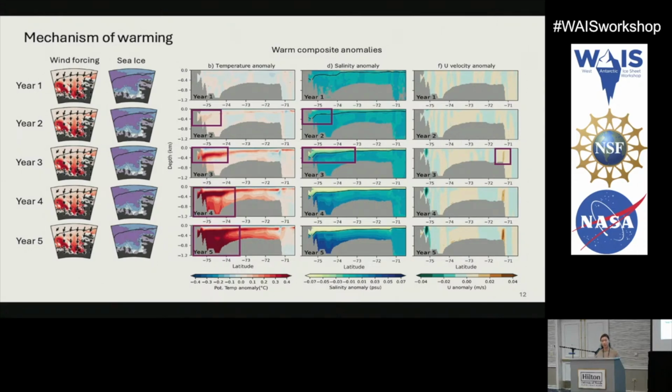But previous studies have also found this mechanism. And then once that undercurrent of circumpolar deep water strengthens, that supplies more circumpolar deep water towards the ice shelves, so you get more warming on the inner shelf and more ice shelf melting, which means that this continues to get stronger. So the density gradient gets stronger, undercurrent continues to strengthen.